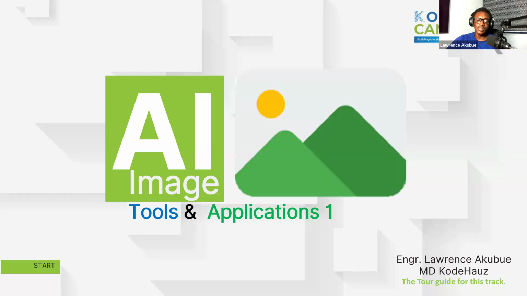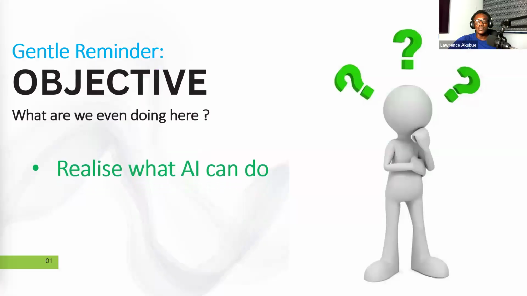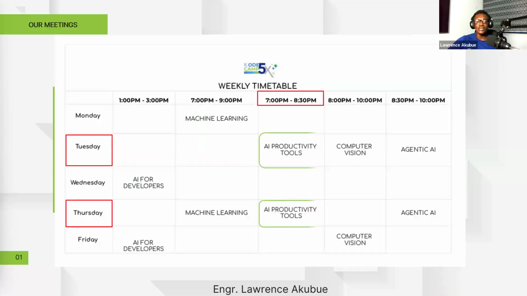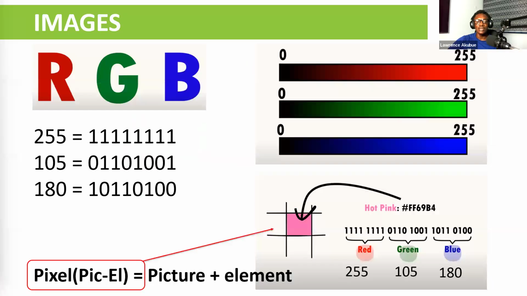Class in this series. Today, we are going to be discussing AI image tools and application. This is going to be version one because today we believe in trashing out the theoretical aspect of it before just jumping into using the tools. So, today we are going to be looking at images, right? Again, our objective is to realize what AI can do and what we can make AI do. Our classes are usually on Tuesdays and Thursdays.